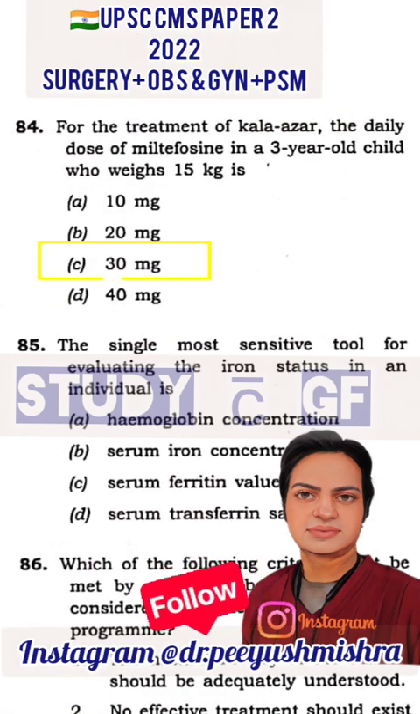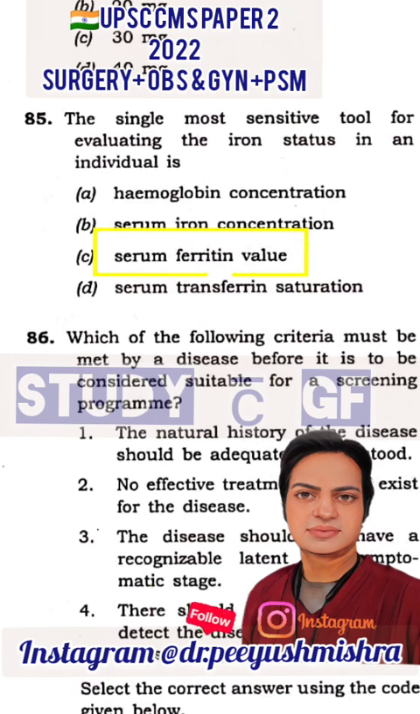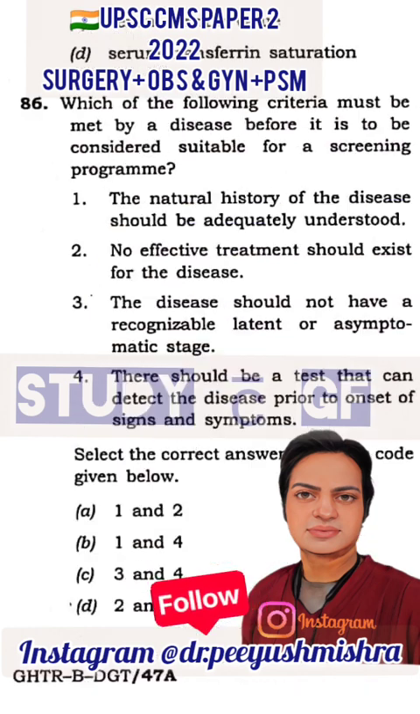1.8. For the treatment of Kala Azar, the daily dose of miltefosine in a 3-year-old child who weighs 15 kg is 30 mg. The single most sensitive tool for evaluating the iron status in an individual is serum ferritin value.